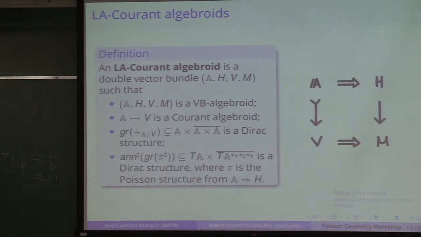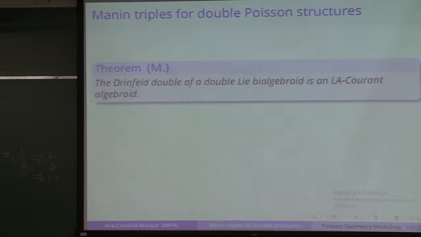So we have the definition of an LA Courant algebra, which says that basically the compatibility here is that the annihilator sharp of the graph of pi sharp is Dirac on this product. This tangent space we can identify with TA. So we have basically the same Courant algebra structure in these two tangent spaces. This annihilator here is basically the normal annihilator, but that is kind of how things work here.